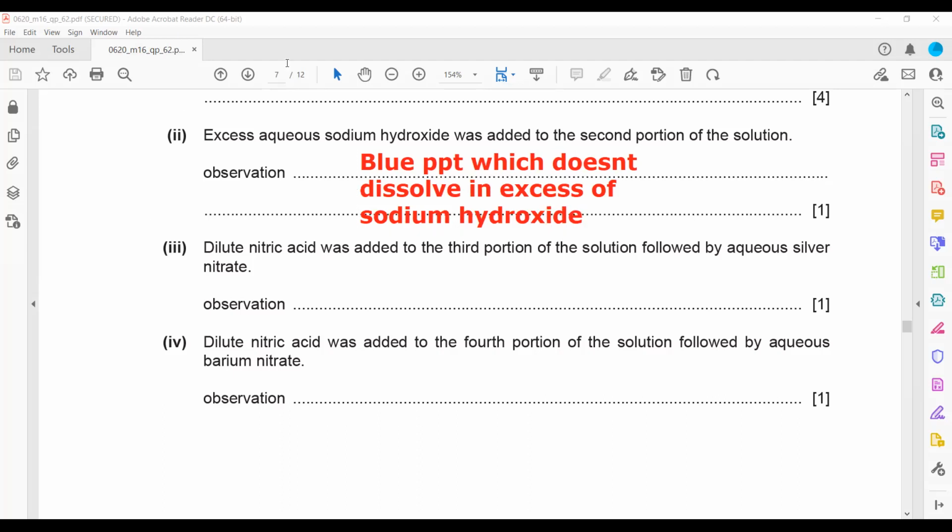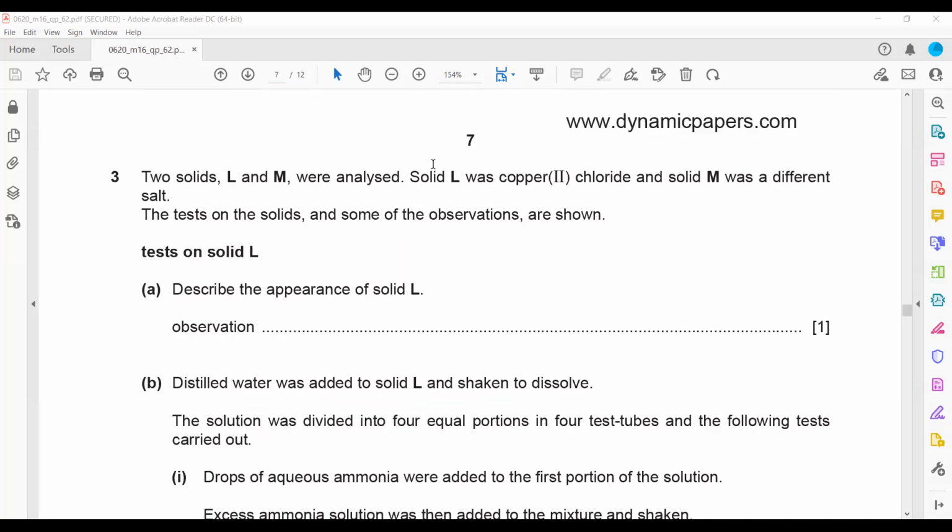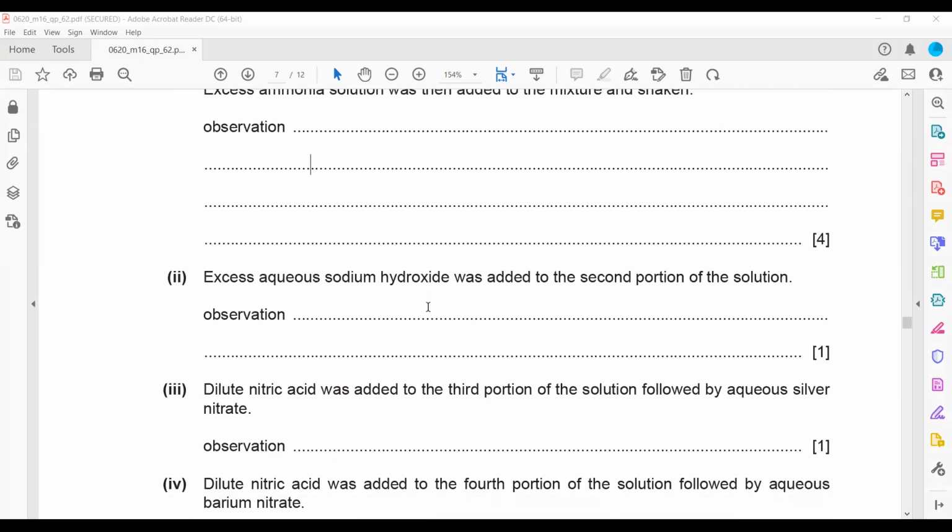The next part, why copper? Because in the beginning they mentioned that this is a copper salt. If you see in the beginning of the question, they mention that we have a solid L which is a copper salt. So we are doing all the tests on the copper salt solution. So all of the test tubes contain what? They contain copper ion and chloride ion. Because it contains a copper ion, when we add sodium hydroxide, it will give us the blue PPT.